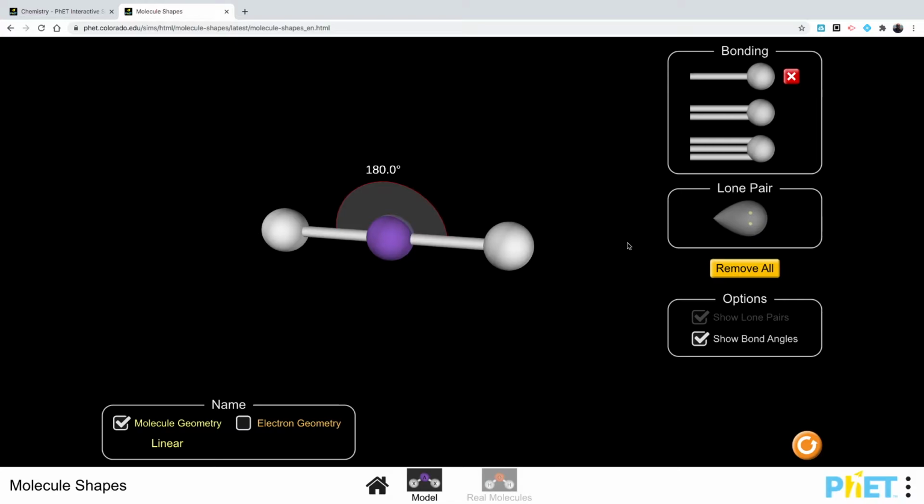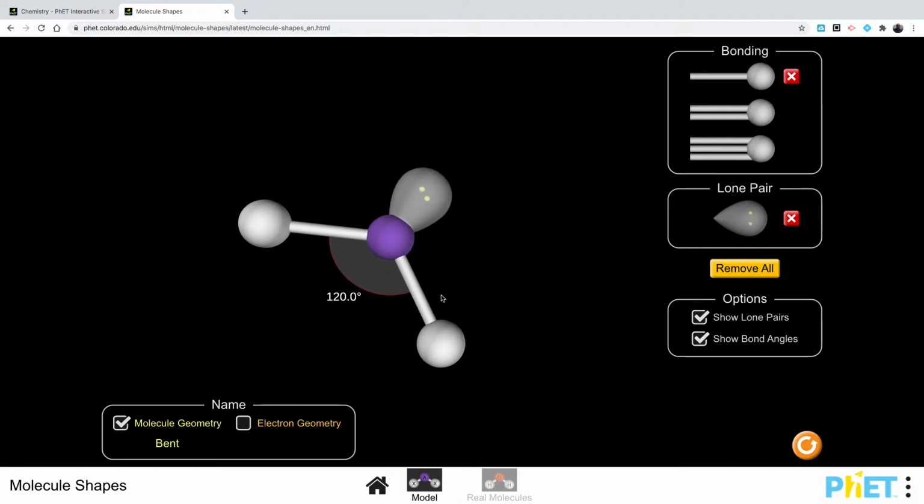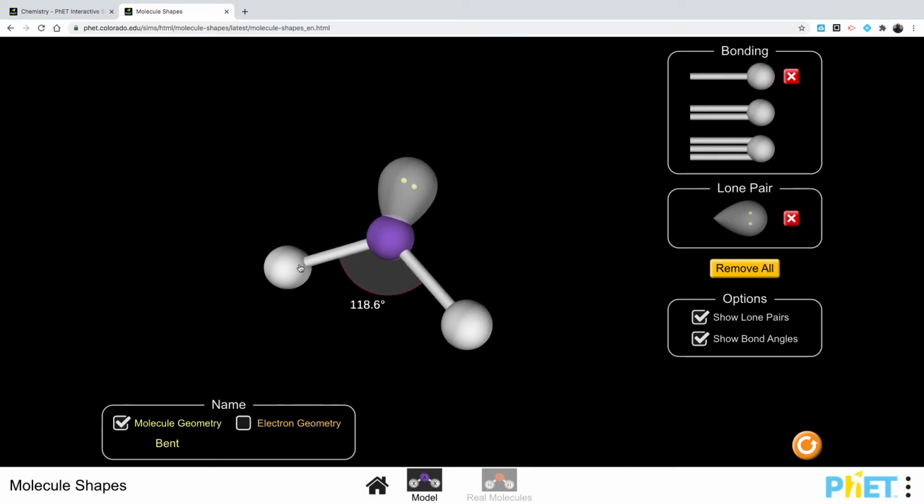Now the next one is bent. So if we add in a lone pair, those lone pairs are electrons, and they're going to repel the electrons in the bonds. So they're going to make it about 120 degrees, and they're going to bend the shape. Now, if you pretend that the electrons are invisible, you're just seeing an atom here and an atom on the left and an atom on the right. So it's kind of that bent shape. That's why we would call that bent.